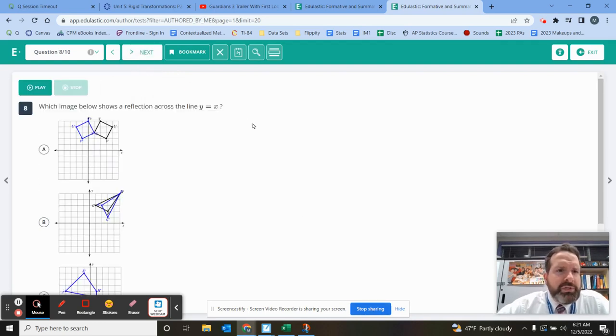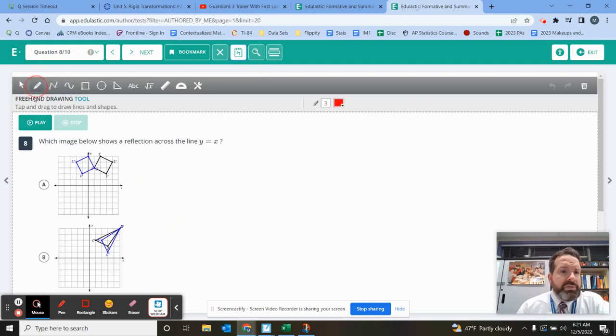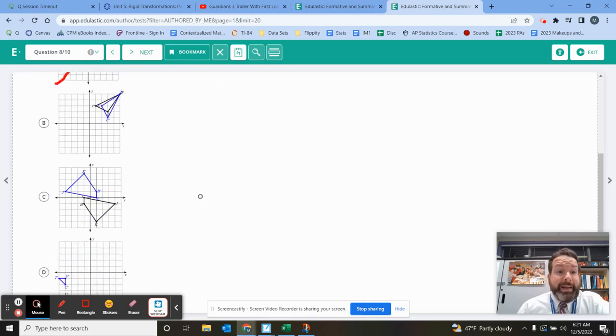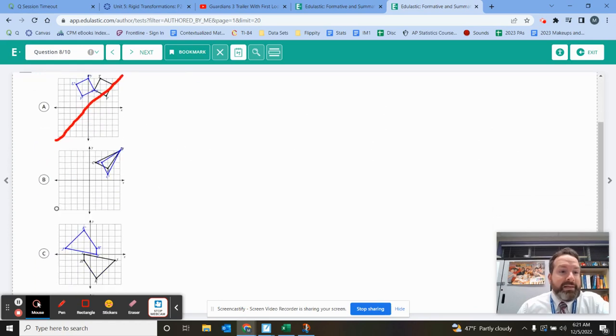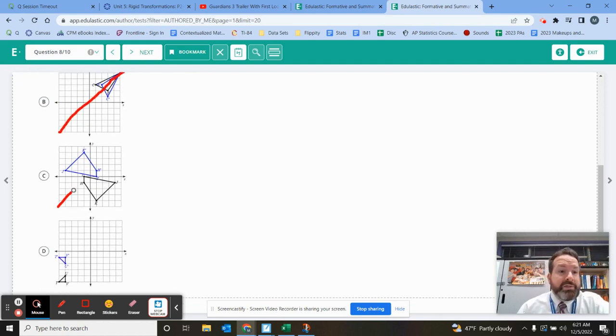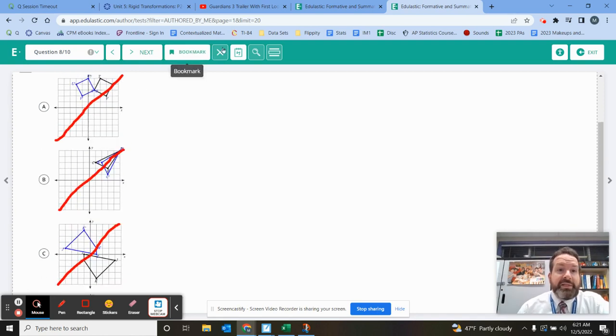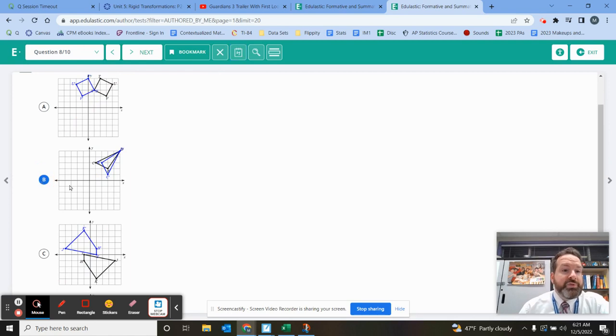Which image shows a reflection across the line y equals x? That's the diagonal reflection that goes like this. So 45-degree angle through the origin going up. Well, it's not letter A because that's not the same thing on both sides of that line. Let's take a look here. This one actually looks pretty good. That does look like the same thing both sides of the line. Just a quick check on the others. Okay, that one doesn't, and no, that one doesn't. So it's B. Turn off my scratch pad, choose letter B.